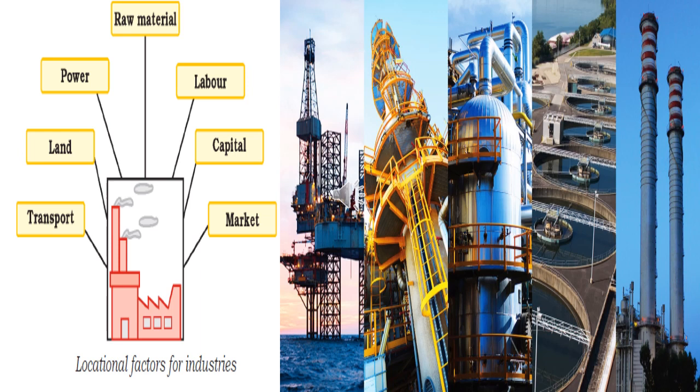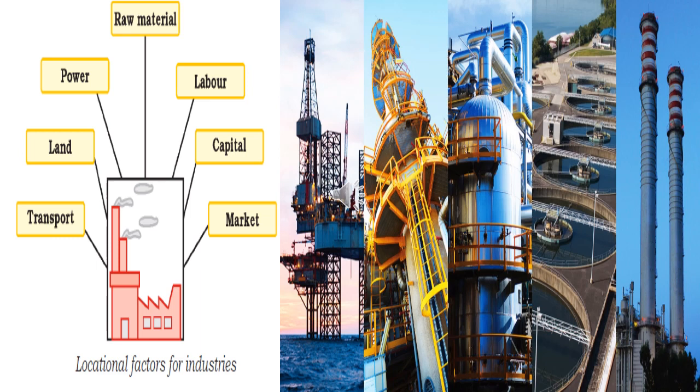Industries need raw materials, land, water, and also labor. Then we need capital, that is, money to invest. Then we need a continuous supply of power, then transport facilities, then market. These factors decide the location of an industry. Normally, the locational factors of industries are classified into two: geographical factors and non-geographical factors.